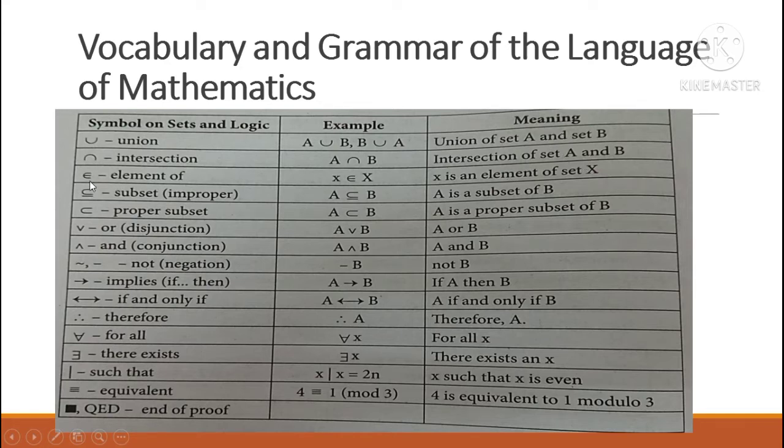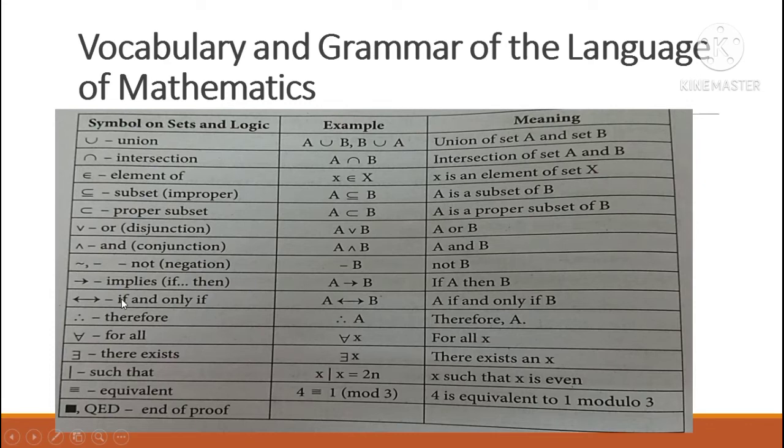This is the symbol of element. So, x is an element of set A. In reading this, we have set A, set B, and x, so it says x is an element of set A. This one is the subset, the proper subset, or disjunction. This one is the end. This symbol is for not, or negation. This is implies, if then.